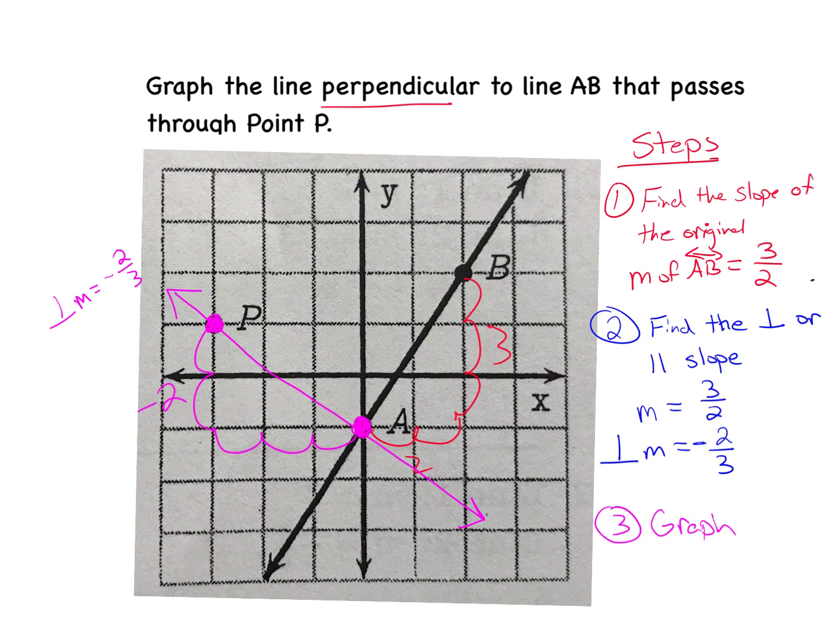On your test on Thursday, if you do not actually draw another little point, I'll count it wrong. Because basically, I don't want you to just look at it and say, oh, I'll just draw what looks like a perpendicular line. No, you need to have a second point actually marked on there. Does that make sense? All right.